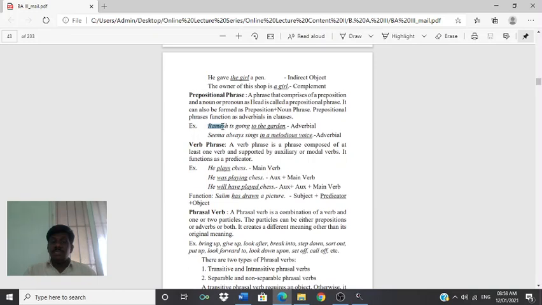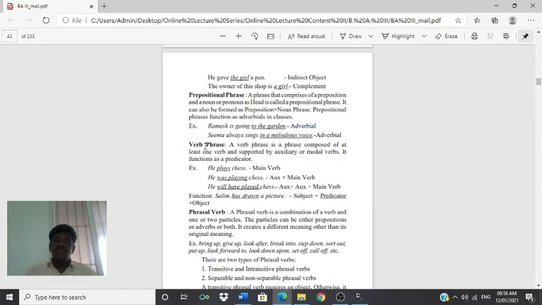Understand the examples. Ramesh is going to the garden. It is an adverbial, to the garden, and it is about the going. Seema always sings in a melodious voice. See, adverbial. What is the adverb? Adverb that gives extra information about verb. That is an adverb.